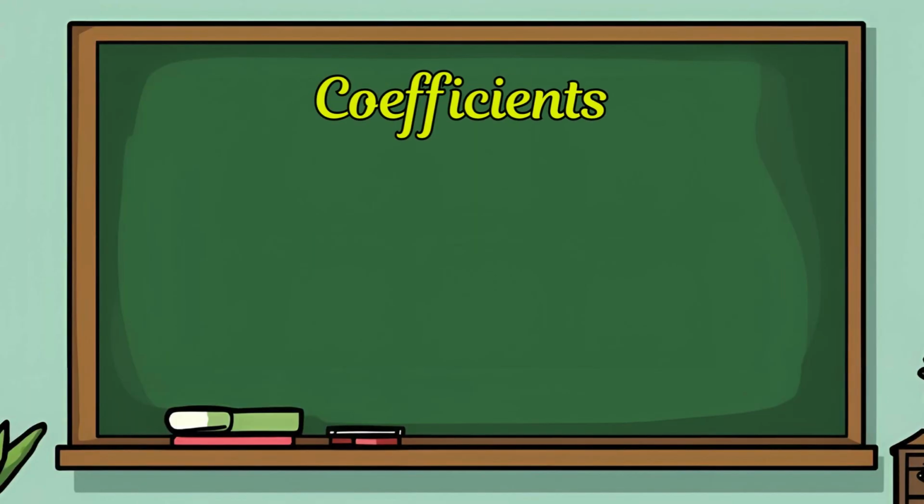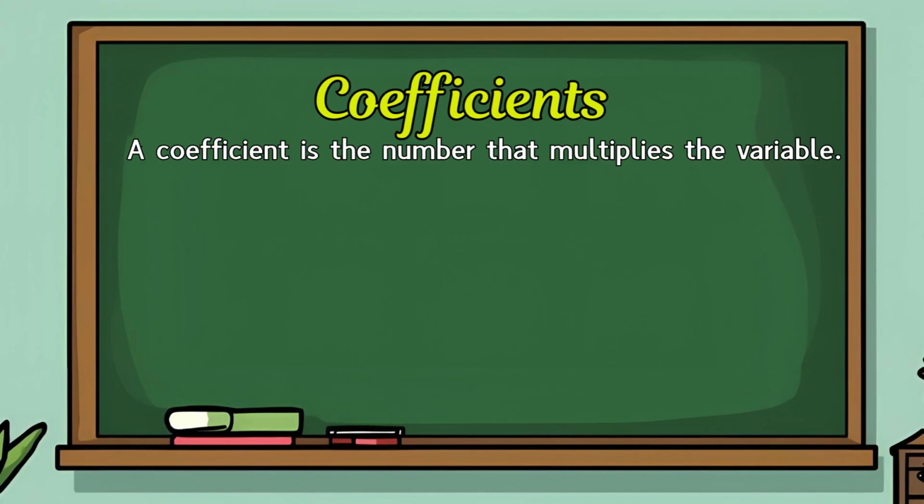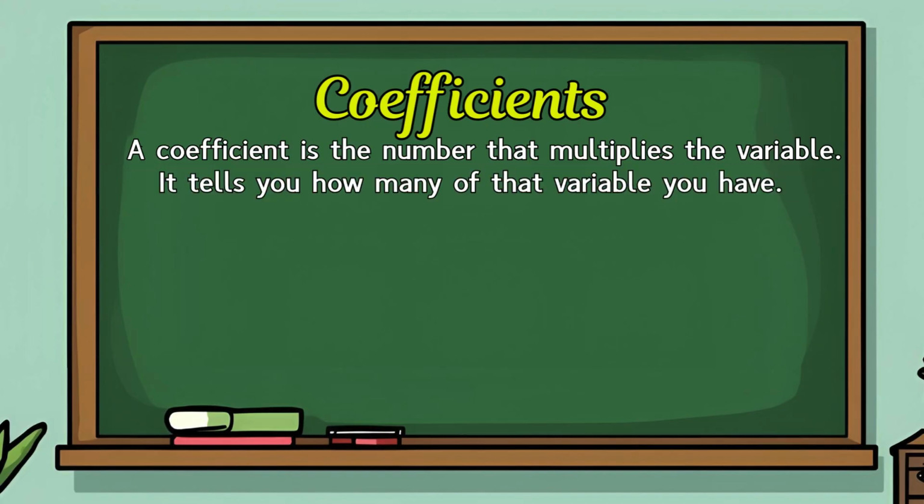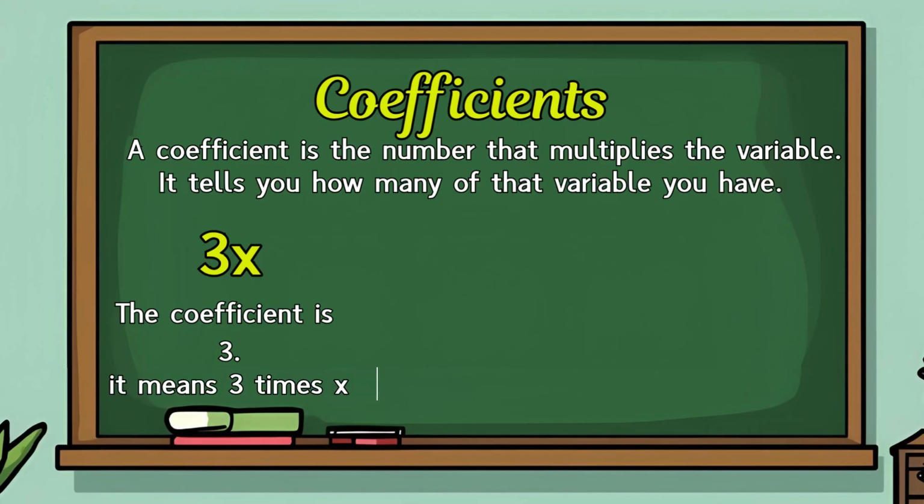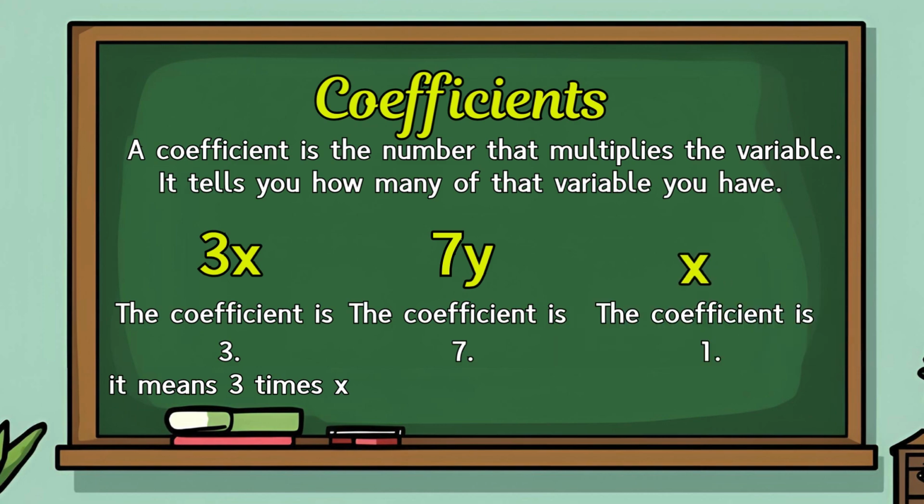Now, let's look at the next idea, coefficients. A coefficient is the number that multiplies the variable. It tells you how many of that variable you have. In 3x, the coefficient is 3 because it means 3 times x. If you see 7y, the coefficient is 7. If there's no number in front, like in x, the coefficient is actually 1, because x means 1 times x.